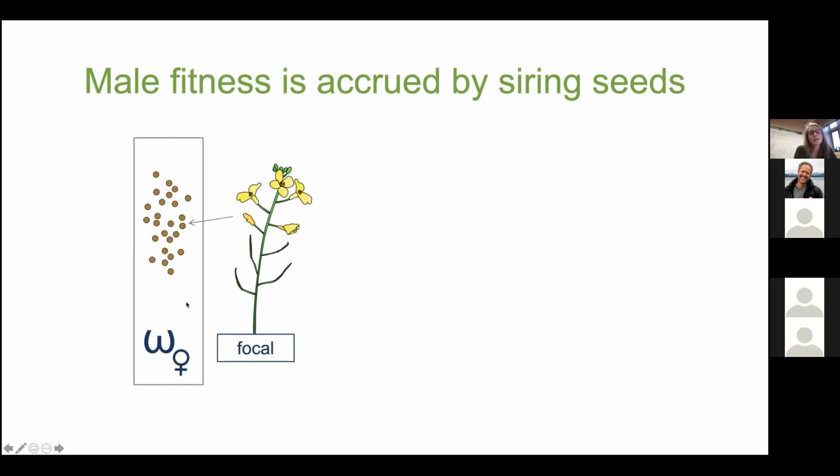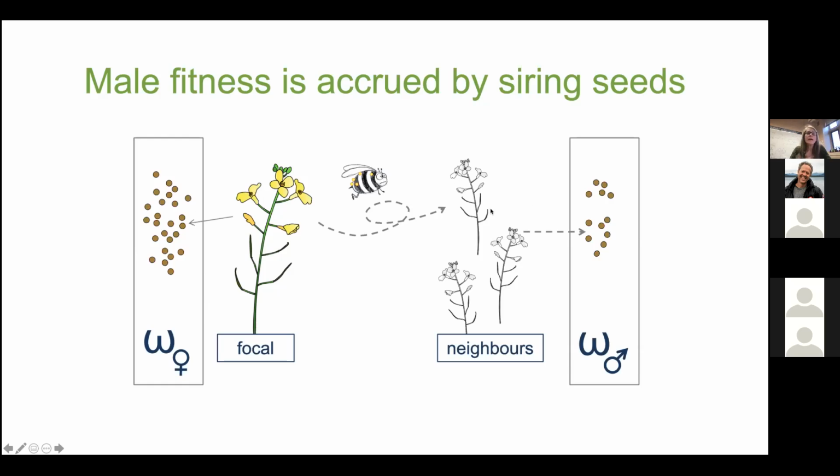But the vast majority of flowering plants are hermaphroditic. And so they're achieving fitness not only by producing their own seeds, but also by exporting their pollen to other plants in the population, where those pollen grains can go on to fertilize the ovules of the neighboring plants. And any ovule matured into a seed by a neighboring plant that was fertilized by a pollen grain from our focal plant will constitute that focal plant's male fitness.